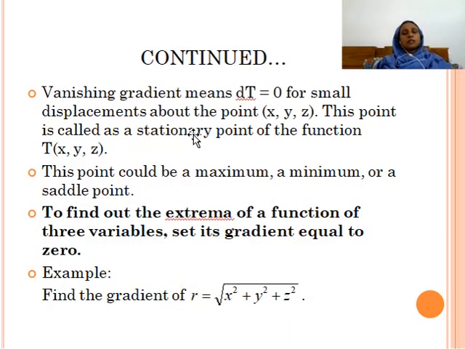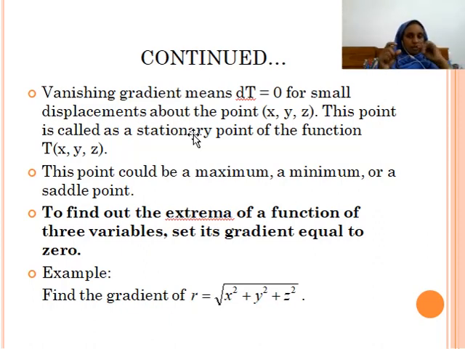Now, suppose our gradient is 0. That means the gradient vanishes. Then what happens? If the gradient vanishes, the change in the temperature is 0, dT equal to 0.